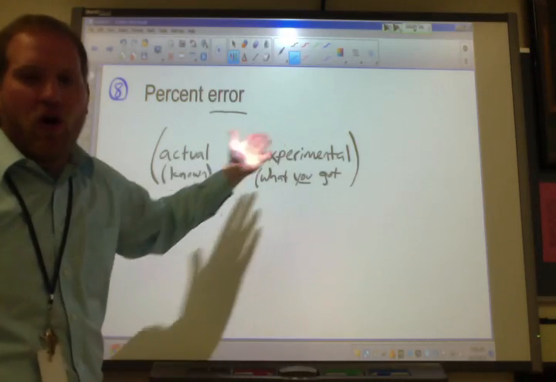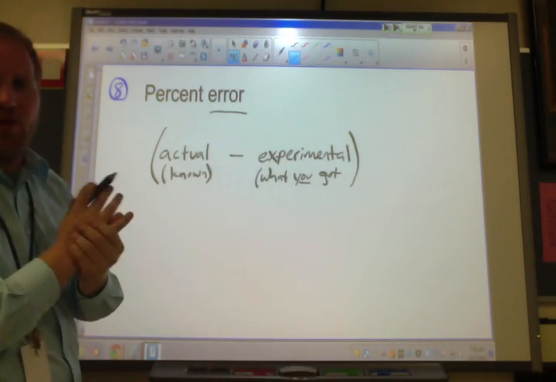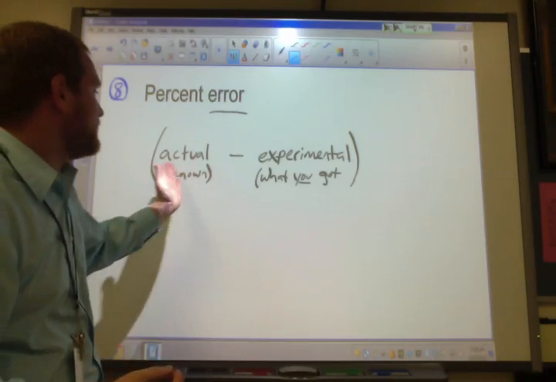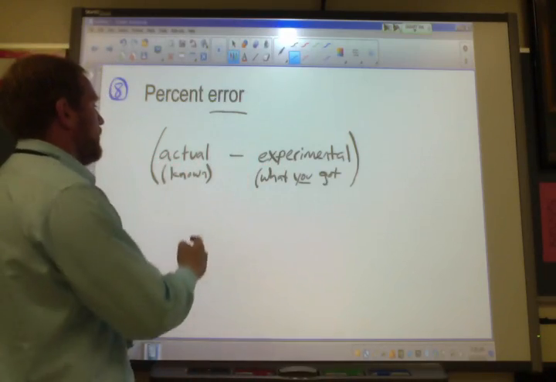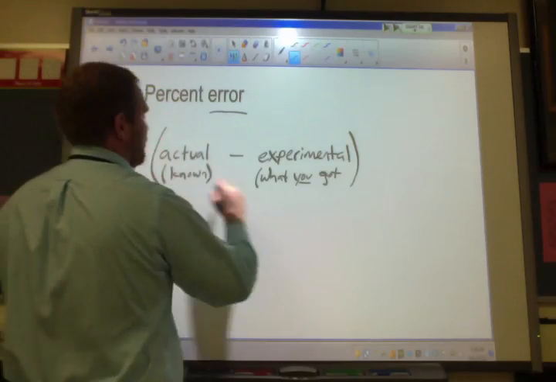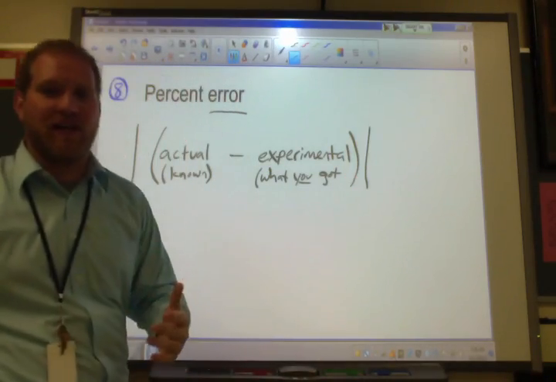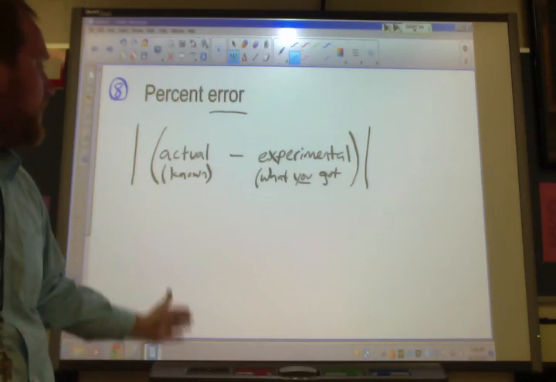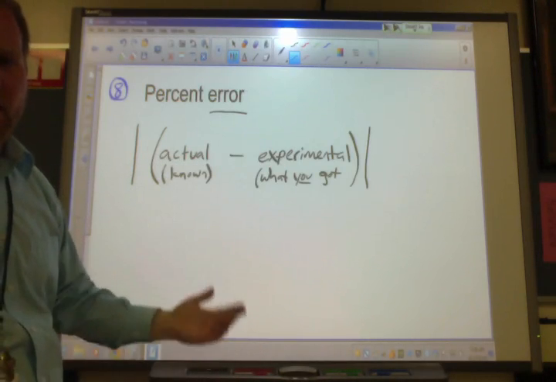So this is how far off you were. If you wanted it to be perfect and you were off by a little bit, this is just the difference. However, we're going to take this and put it in absolute value. Again, if it's negative, we just want how far off you were. So put it in absolute value. If it's negative, make it positive.